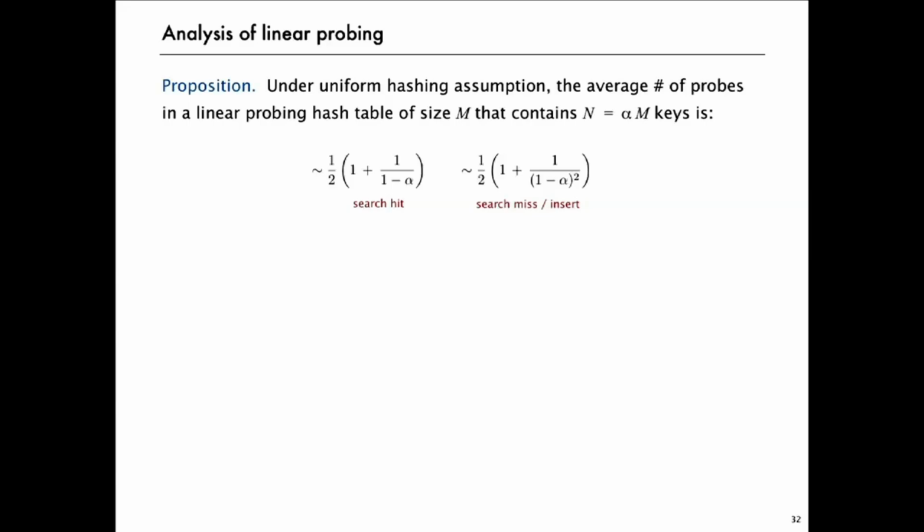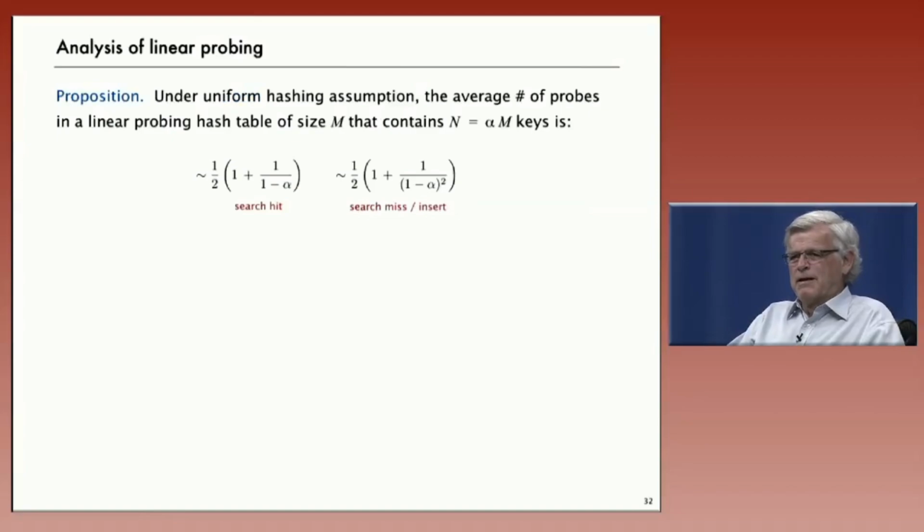Now, as alpha gets close to 1, you can see these things are going to grow, and particularly the search miss is going to grow quite a bit. If it's 9/10 full, 1 over 1 minus alpha squared is 1 over 0.01, which is 100. So it means there's going to be 50 probes for a search miss if it's 9/10 full. And that's independent of n and m. Whereas if it's half full, then we get the nice numbers of only 3 halves for a hit and only 5 halves for a miss.